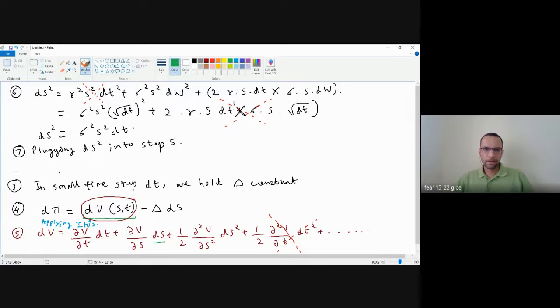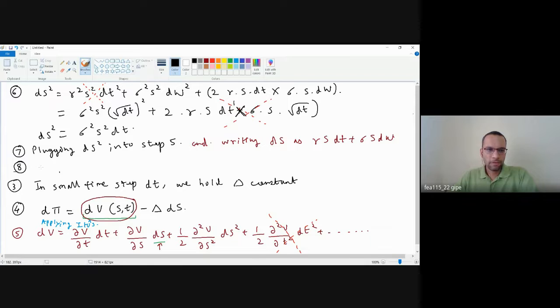So plugging in ds square into step 5 and writing ds as rs dt plus sigma s dw. Because this is something which we haven't touched up till now, isn't it? This ds. We have only worked on ds square. So let's do these 2 things together so that we don't have to write the step again.